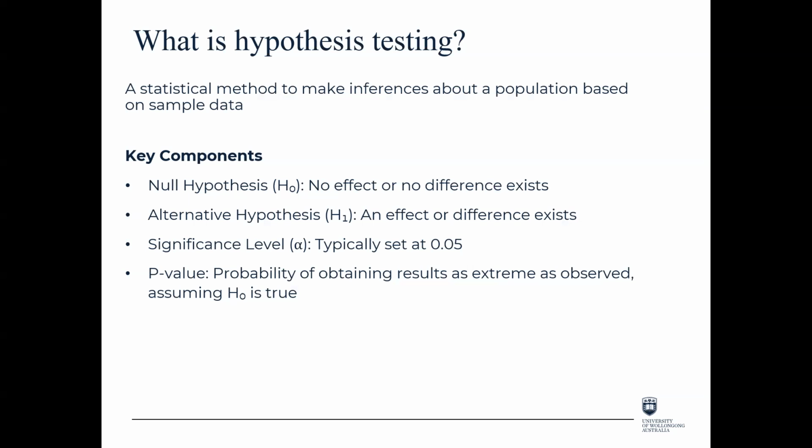Hypothesis testing, what is it? It's a statistical method for making inferences about a population based on sampled data. The key components are the null hypothesis, where no effect or no difference exists between groups, and the alternative hypothesis, where you believe an effect or a difference does exist. You need a significance level, typically set at 0.05, and you need to calculate the p-value, which is the probability of obtaining results as extreme as observed, assuming that the null hypothesis is true.